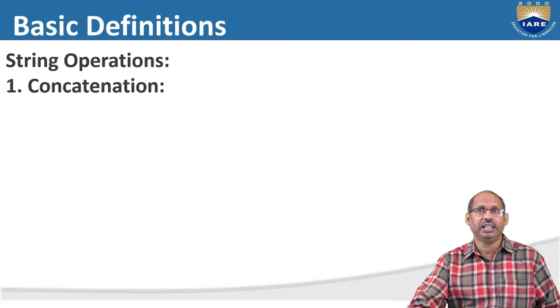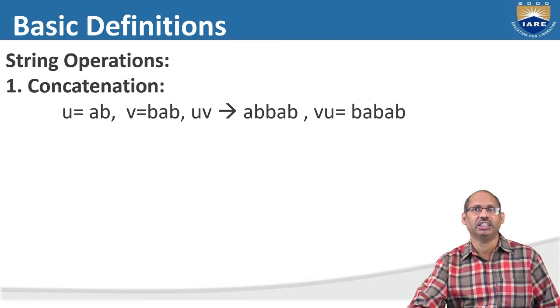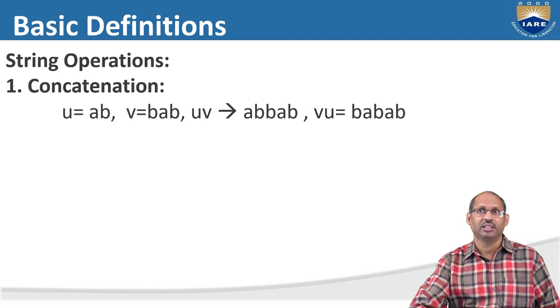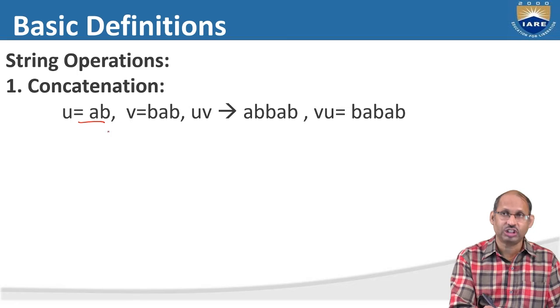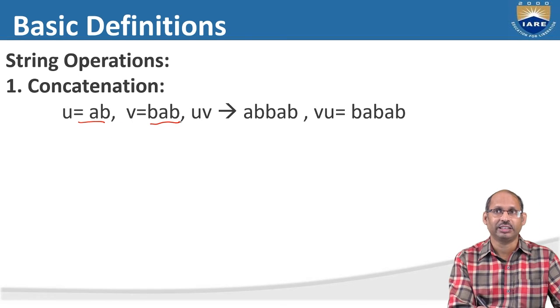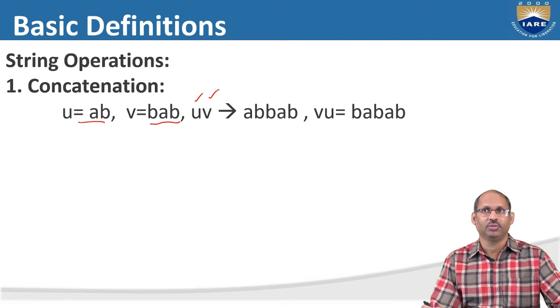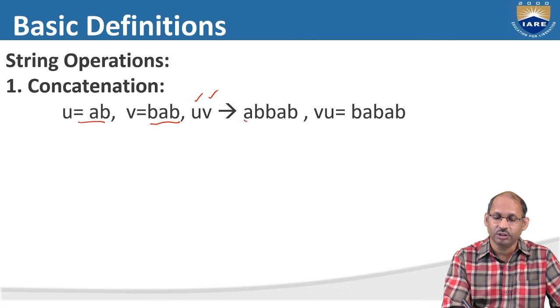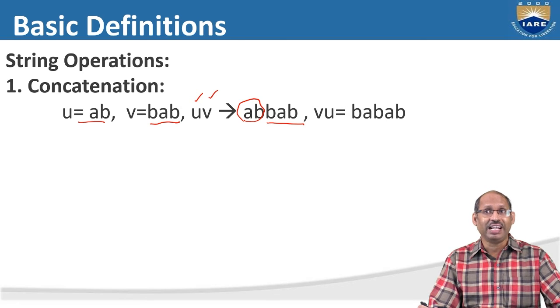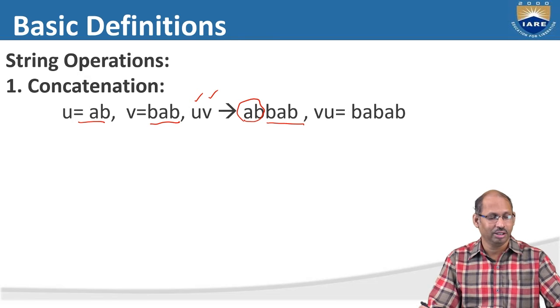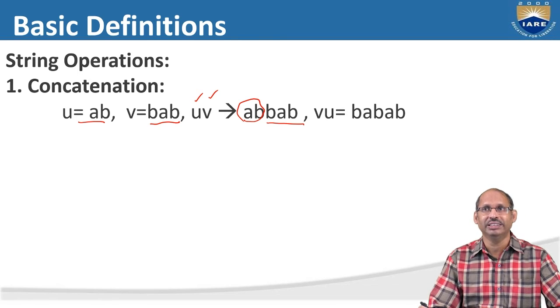Right? Now we'll see string operations. The first one is concatenation. Right? The first one is concatenation. So here, this is a first string. This is a second string. Concatenation of U followed by V. What is the order? U followed by V. So first U characters, then V characters. The concatenation of symbols of U followed by symbols of V.